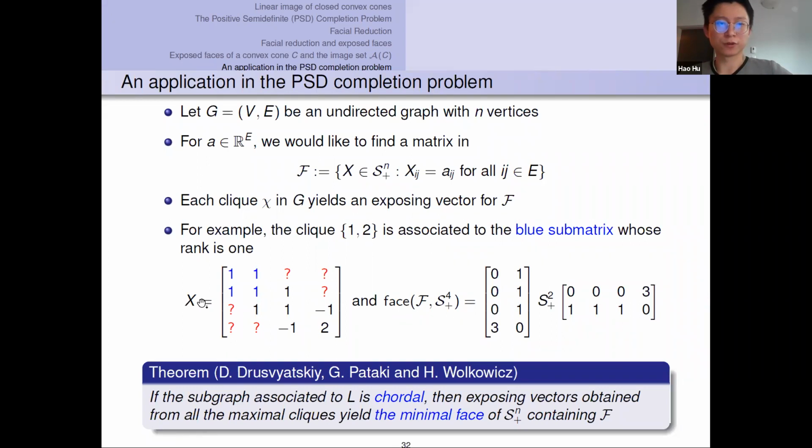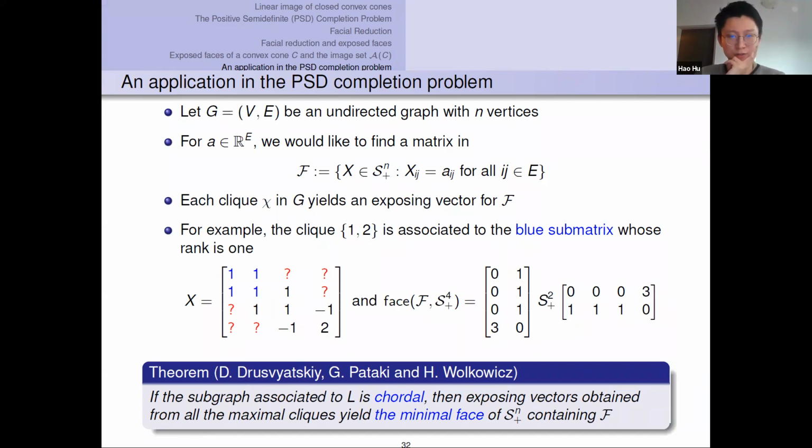For example, if we have a PSD completion problem here, this 2x2 submatrix is a clique in the underlying graph, used to reduce the problem size of F. And in fact, if you look at this clique here, the second clique here, and the third clique here, it eventually reduces the problem size from 4-dimensional to 2-dimensional.